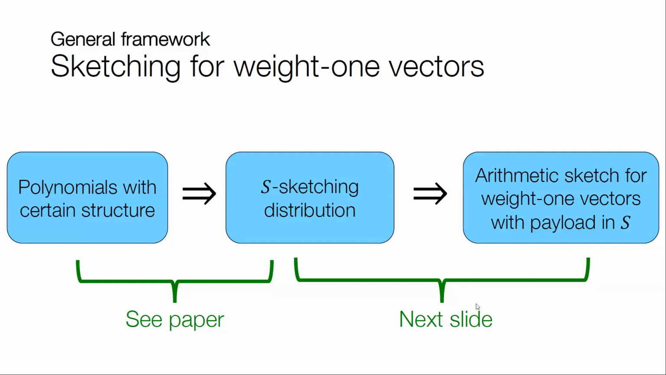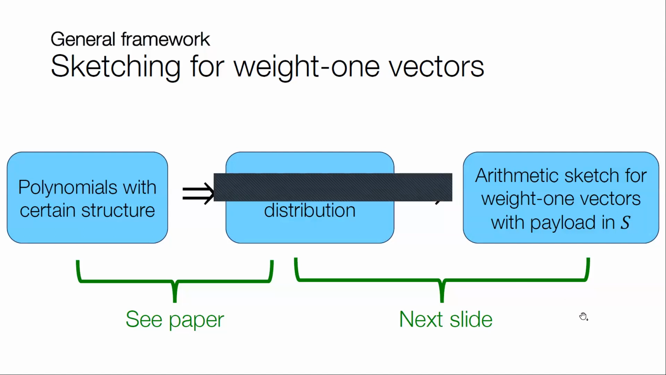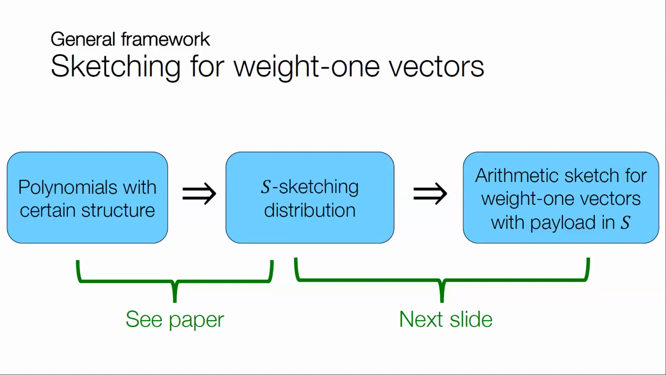Yes. Cool. So we show that if you have some kind of polynomials with certain structure that I'm not going to tell you about, you can get what's called an S-sketching distribution. That construction is in the paper. But from an S-sketching distribution, you can get an arithmetic sketching scheme for weight one vectors, where the payload, or the non-zero element, is in the set S. And the second part I am going to try to describe for you.